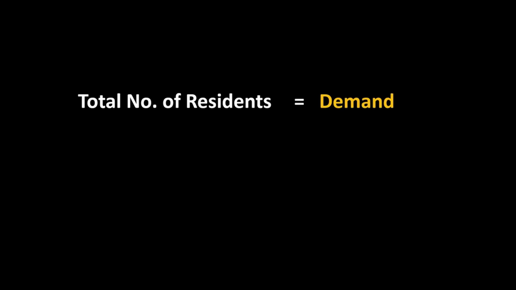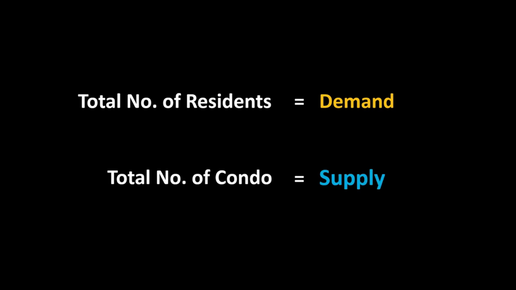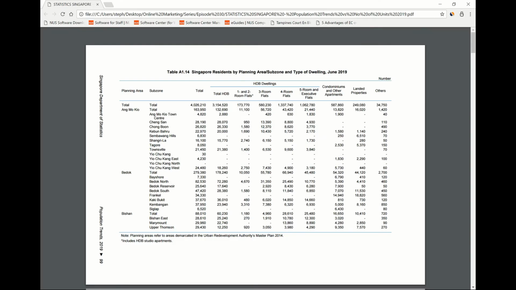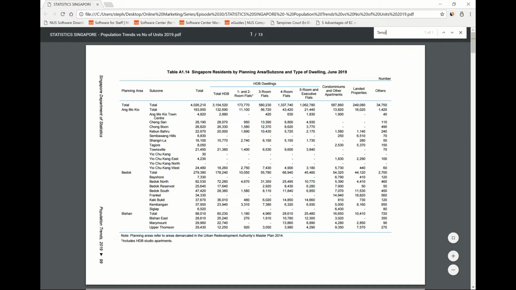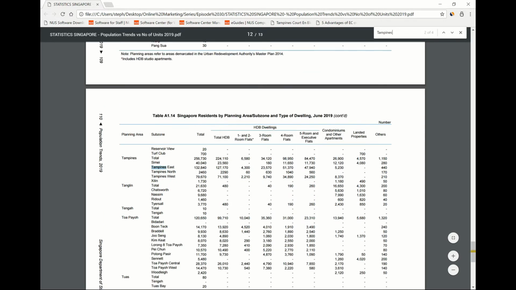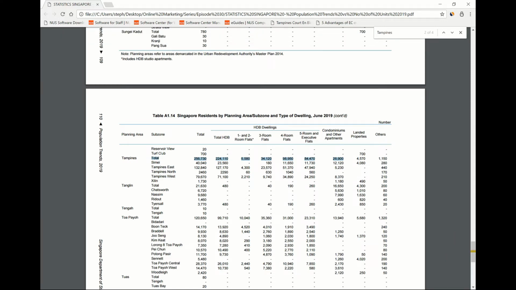I would deem the total number of residents of the town as the demand, while the total number of condominiums and apartments is equivalent to the supply. I got this data from the Department of Statistics Singapore. I take Tampines Estate as an example. There are more than 250,000 residents and 26,900 units of condo in Tampines.